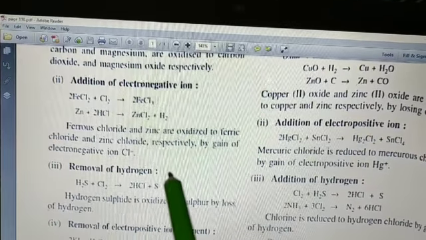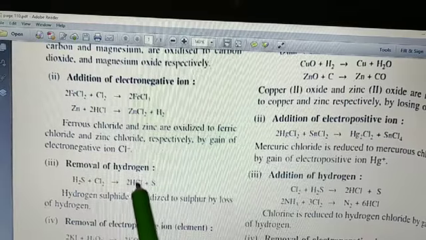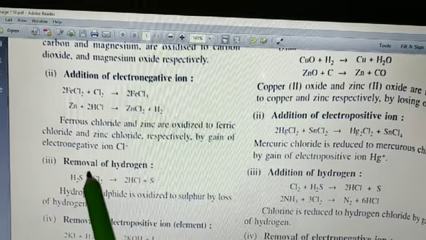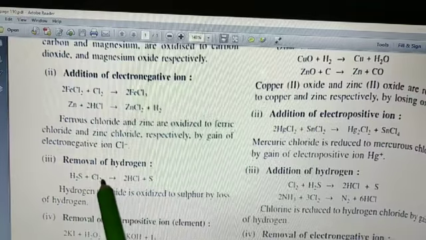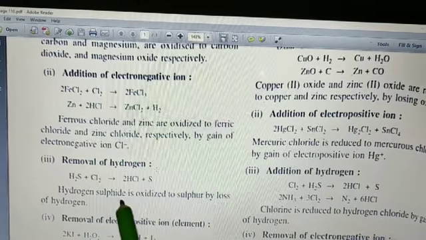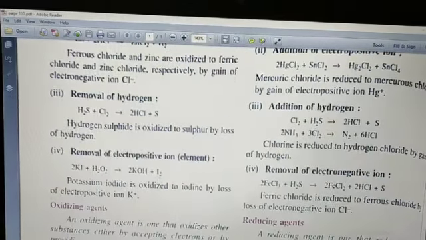Similarly, removal of hydrogen is also known as oxidation. H2S plus Cl2 will give you 2HCl plus sulfur. Over here we can see that hydrogen is removed from H2S by chlorine. So it has formed 2HCl and sulfur. So hydrogen sulfide is oxidized to sulfur by loss of hydrogen. This is also an oxidation process.